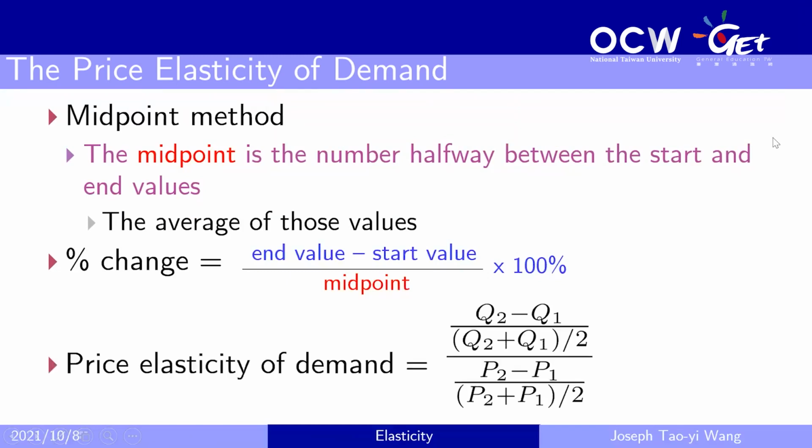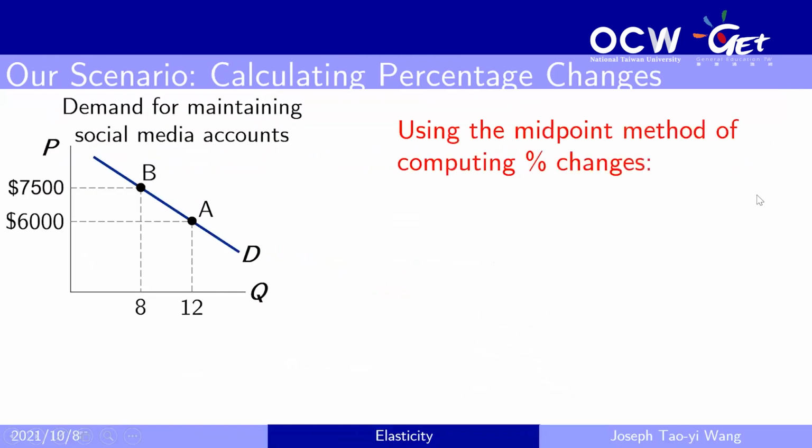And so, yeah, it's relatively complicated, but you have this formula here. And of course, if you know calculus, or if you're taking calculus, you should realize that when you take the limit, when Q2 and P2 approach Q1 and P1, it doesn't really matter anymore. Everything converges. But in this class, we don't need calculus yet. So we stick to the midpoint.